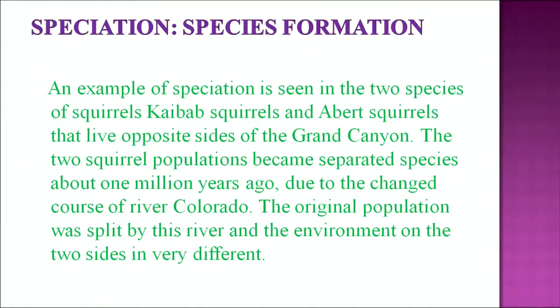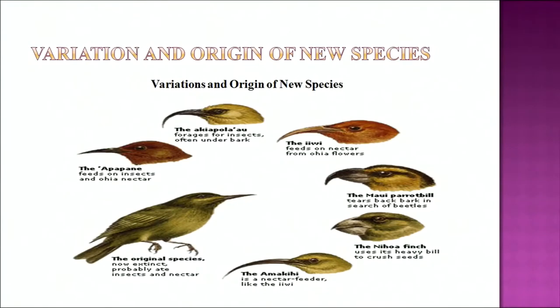An example of speciation is seen in the two species of squirrels, Kaibab squirrel and Abbot squirrel, that live on opposite sides of the Grand Canyon. The two squirrel populations became separate species about 1 million years ago due to the changed course of the river Colorado. The original population was split by the river and the environment on the two sides was very different.